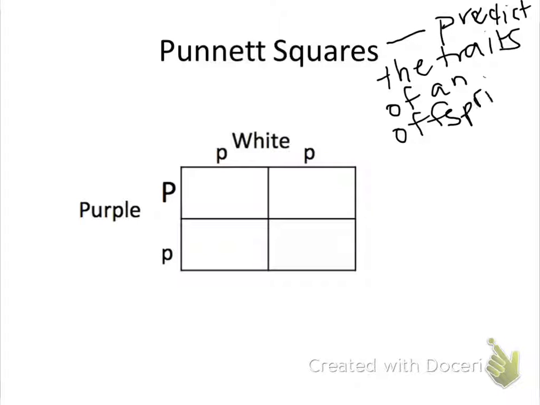Our first example is using white and purple flowers. So remember that the genotype for white flowers, that white was recessive. And because white is recessive, the only way we can get a white pea flower is with two lowercase p's. That's why we have two lowercase p's written up here. The other one is purple.